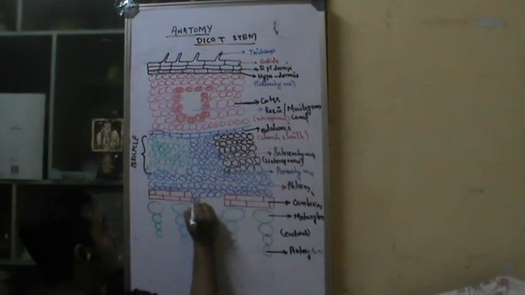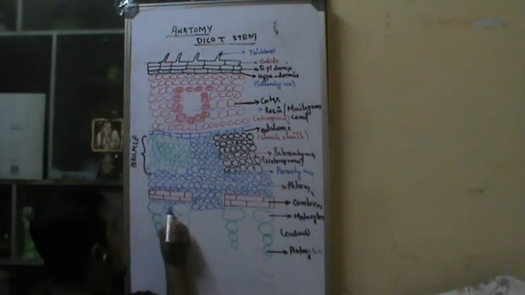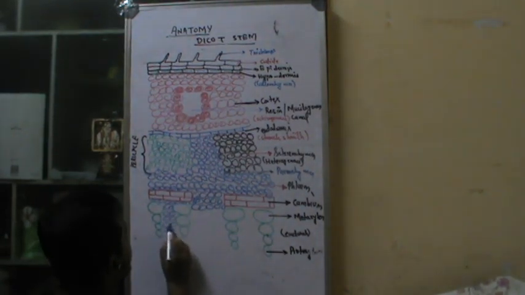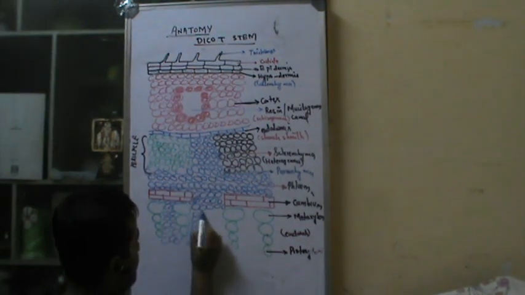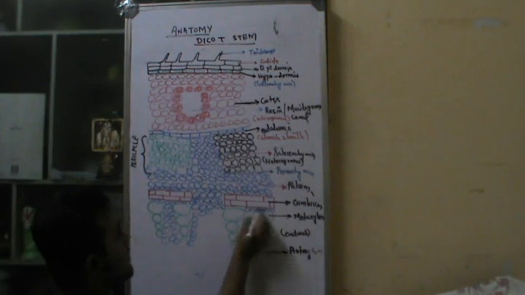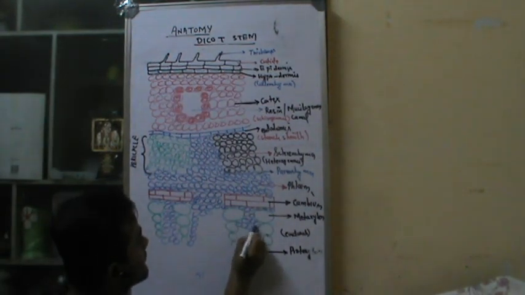These parenchyma cells will surround these vascular bundles. There will be parenchyma cells everywhere, parenchyma, parenchyma. Here also there will be so-called parenchyma cells that will exist, right over here.